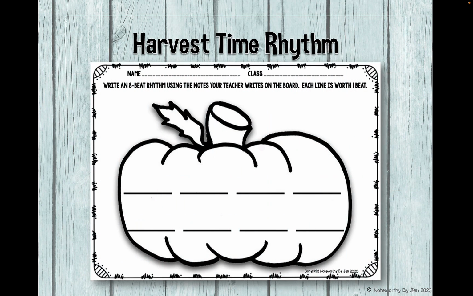So here's the harvest time rhythm pattern. Basically, they're creating one of these on their own. You can have them cut it out or just do the papers and put them around the room and do it with student-created rhythms. And you're going to want to double check it so that someone doesn't have 17 half notes or something written down, but you'd be surprised.